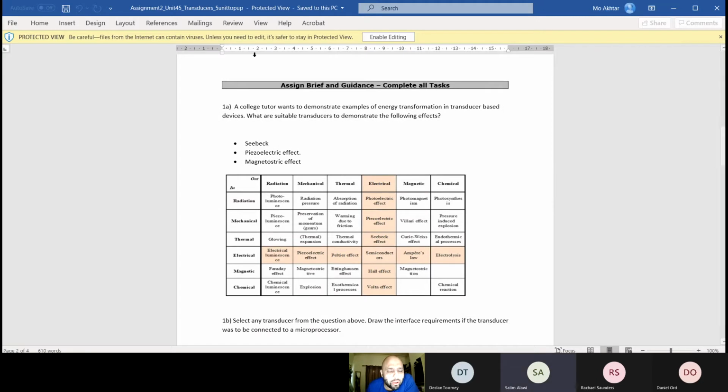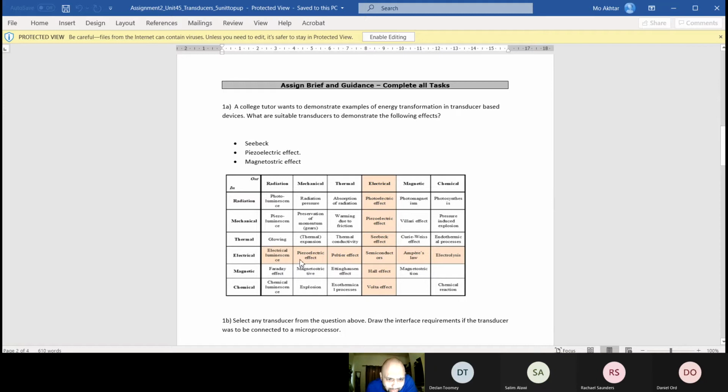Okay, we've got here question 1A. Our college tutor wants to demonstrate examples of energy transformation in transducer-based devices. What are suitable transducers to determine the following effects? Okay, so you've got the Seebeck effect, piezoelectric effect, and magnetostrictive effect.